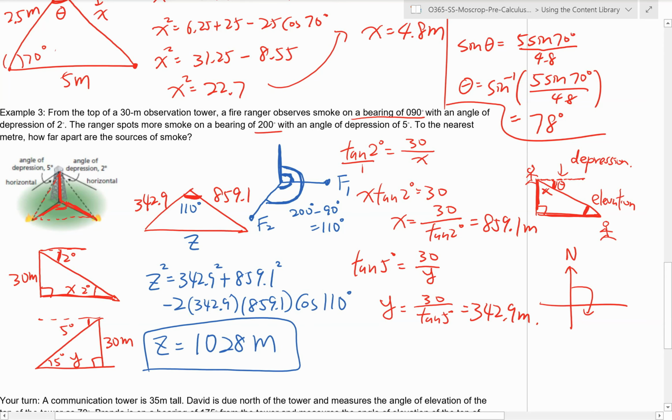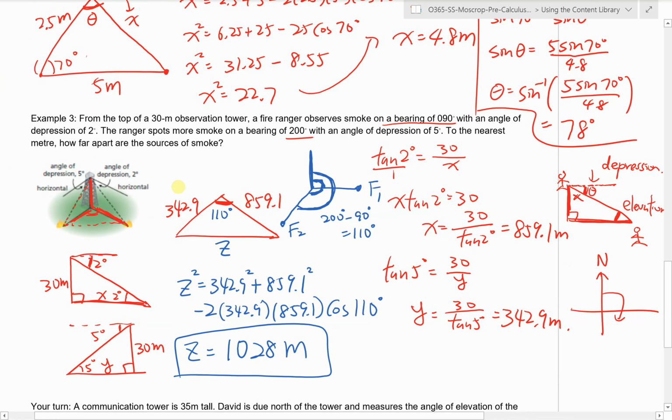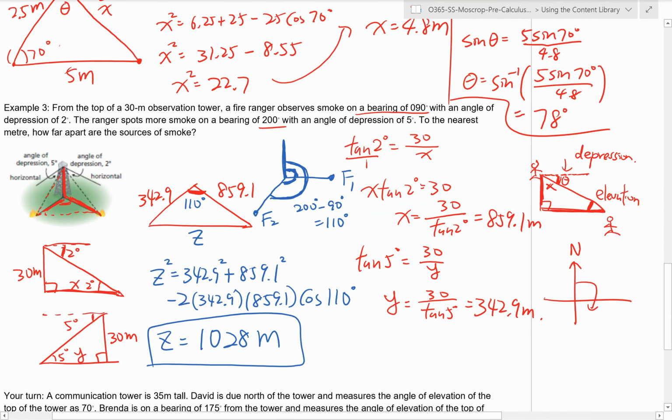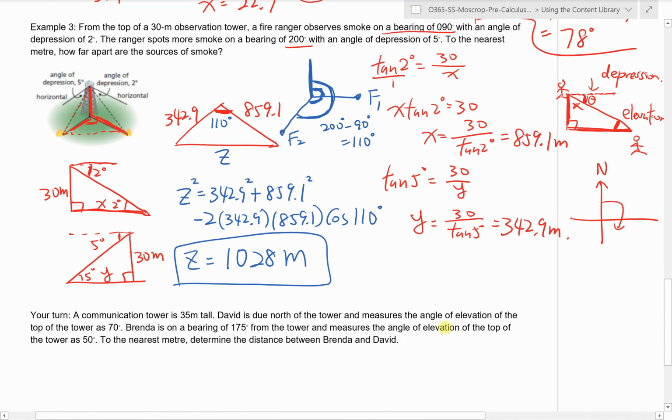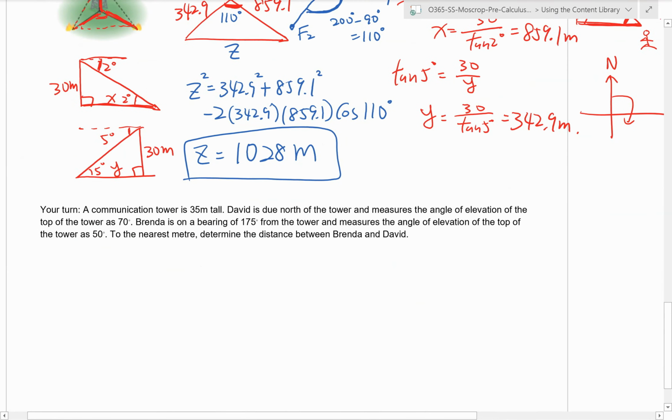So this is what I got, 1028.2 meters, but it asks us to round to the nearest meter, so it's 1028 meters. Again, plug into your calculator step by step. Don't need to rush. This is a 3D problem that we broke into 3 2D diagrams, and then we can solve this problem right here. This is very much similar, so I'll let you try it, and we can compare answers in a bit. Good luck.